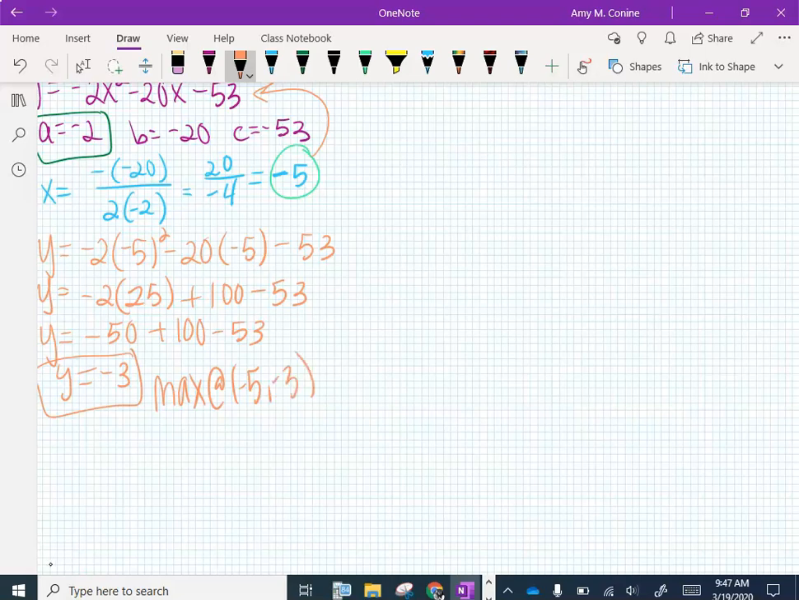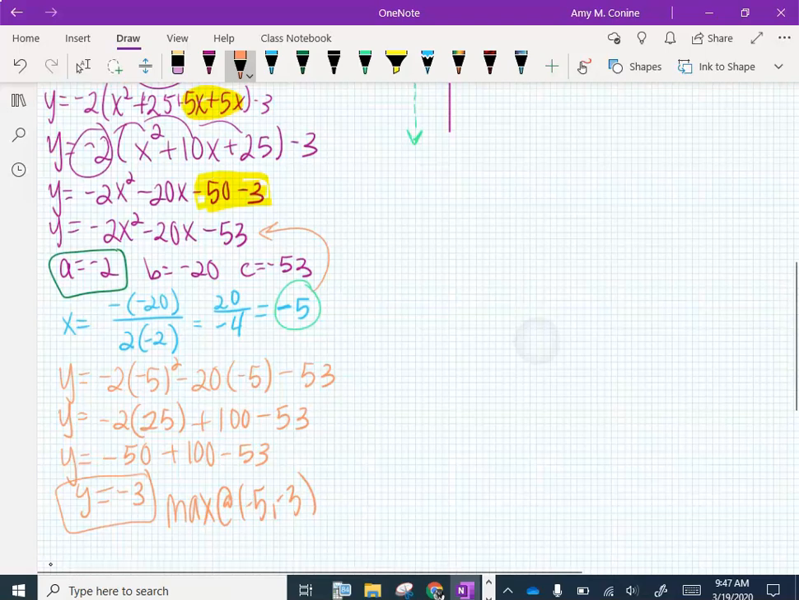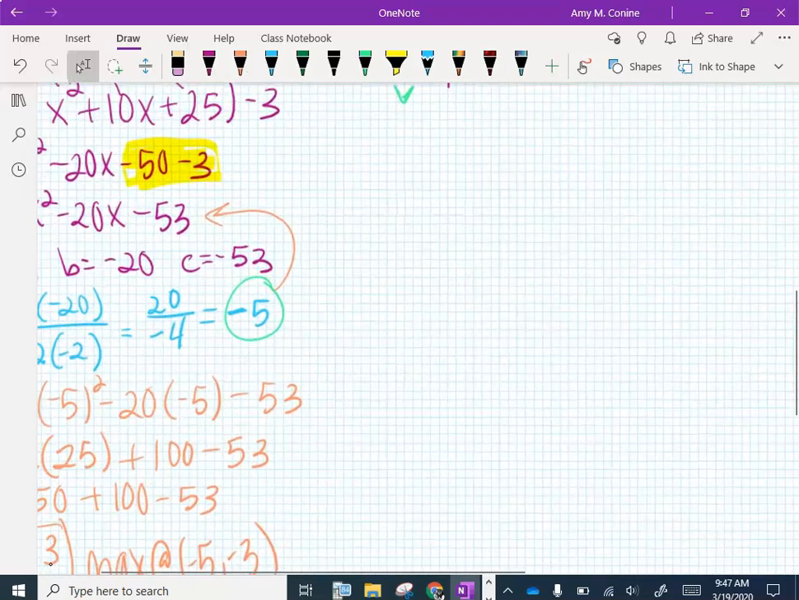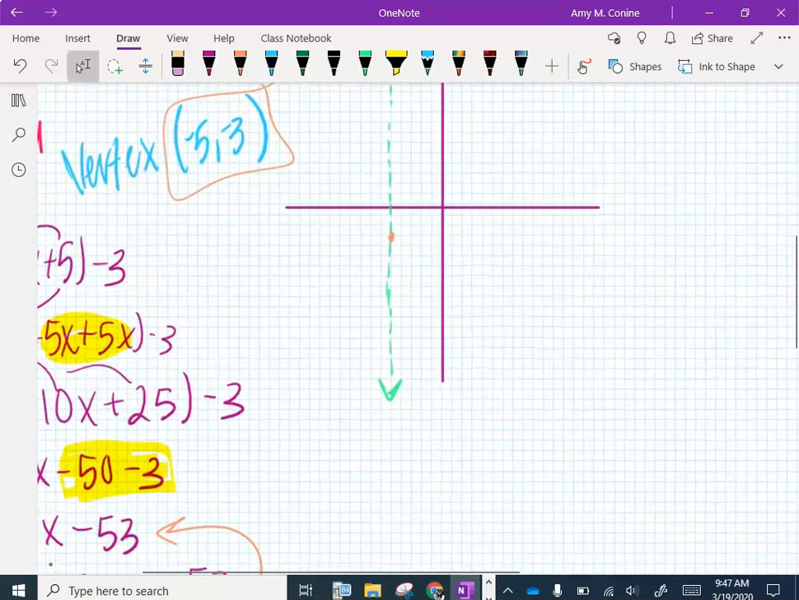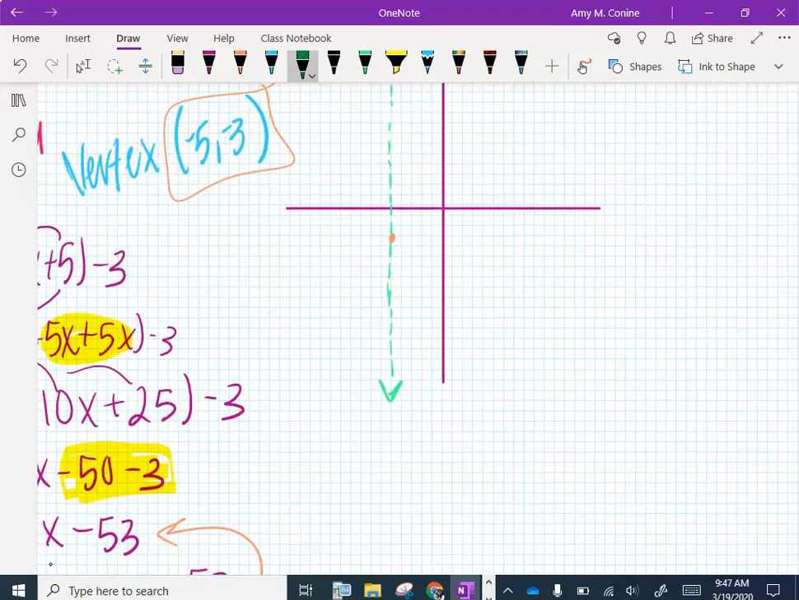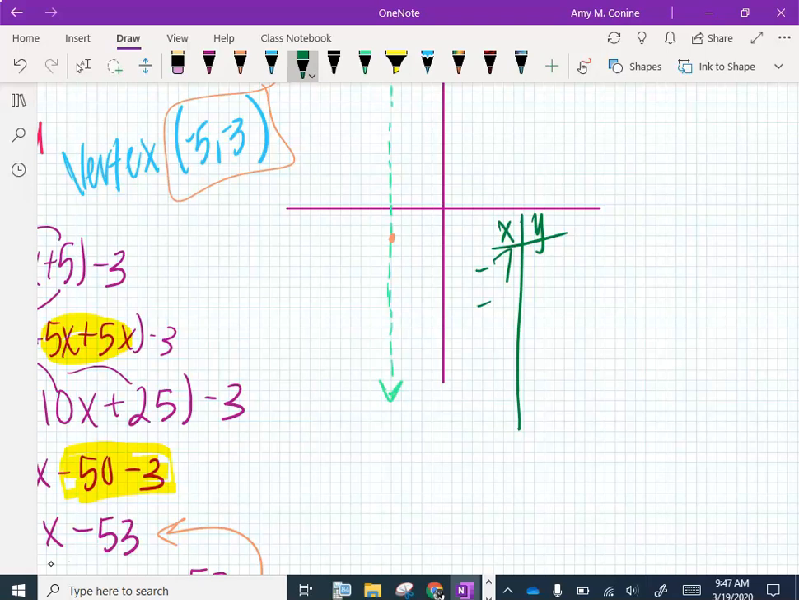Okay. So now what I'm going to do is make my table of values. I'm going to make my graph a little bit bigger so I can see where my table of values needs to be. Remember, your table of values is that XY chart that we've been looking at. If my vertex is at -5, -3, I can use -7, -6, -5, -4, -3. And you would just plug in those numbers and solve.